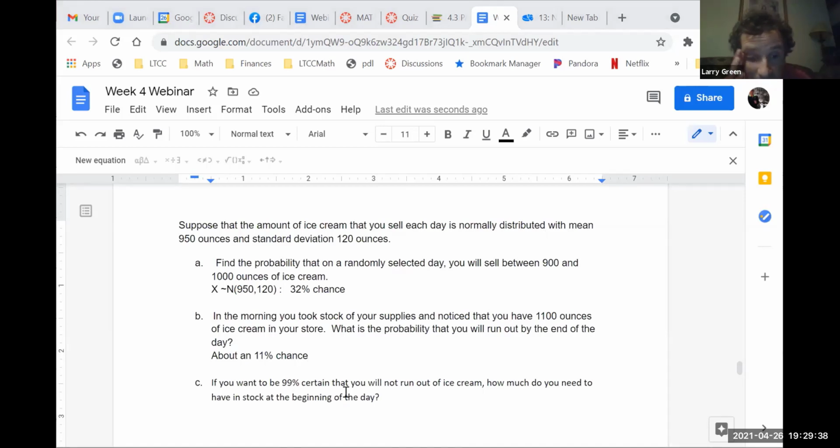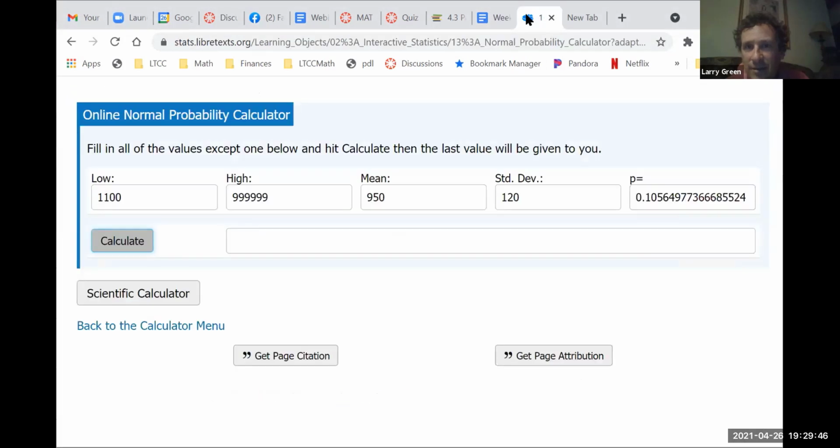Okay, if you want to be 99% certain that you're not going to run out, how much do you have to stock? So where does the 99% go? Probability. So 0.99, that you're not going to run out. If you're not going to run out, what's the lowest demand that could happen? What's the lowest amount of ice cream that people want to buy and you don't run out of ice cream? Very simple. 1,100?